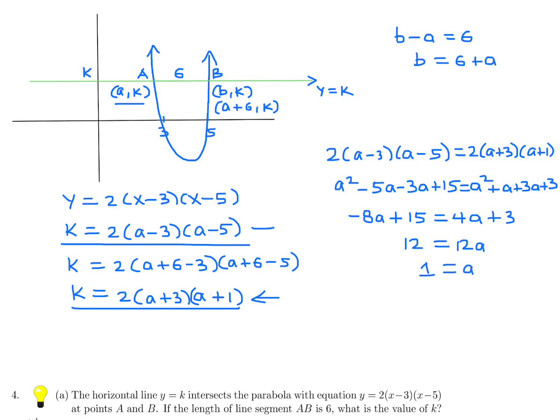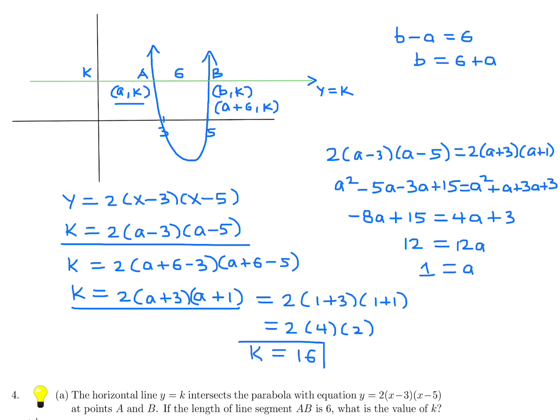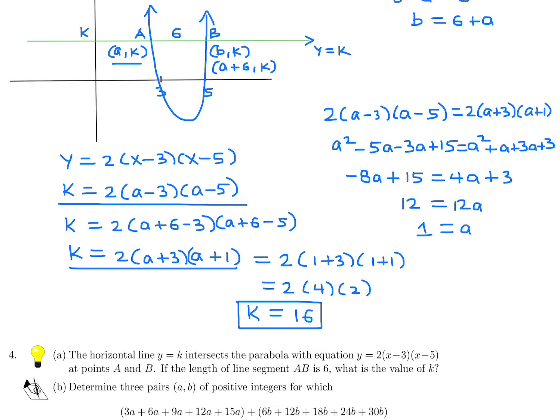I can substitute it into either one of these to get k. If I do, let's put it in here. That means k will be equal to 2 times 1 plus 3 times 1 plus 1, and that is 2 times 4 times 2, and that is 16. So k is equal to 16.